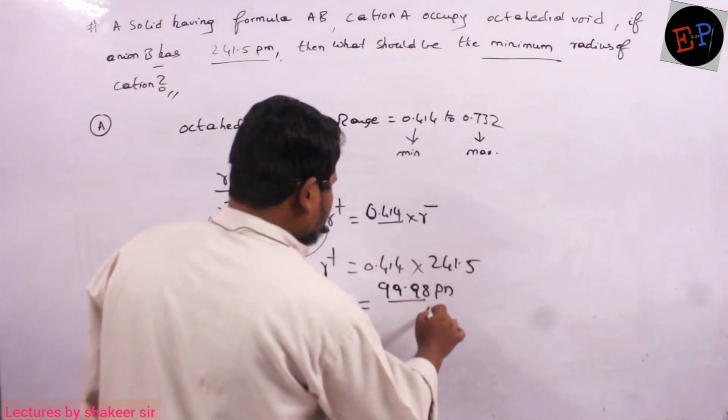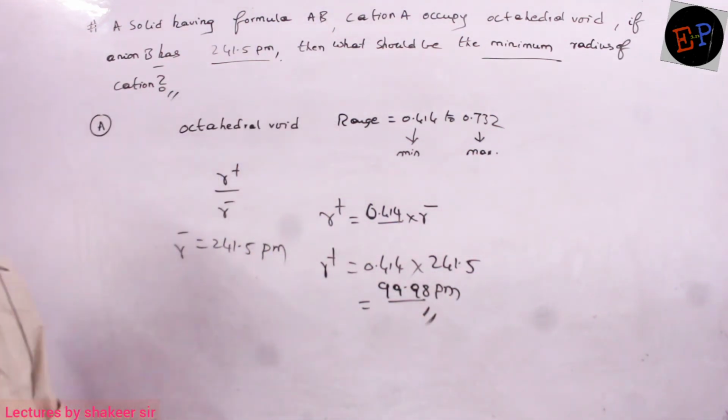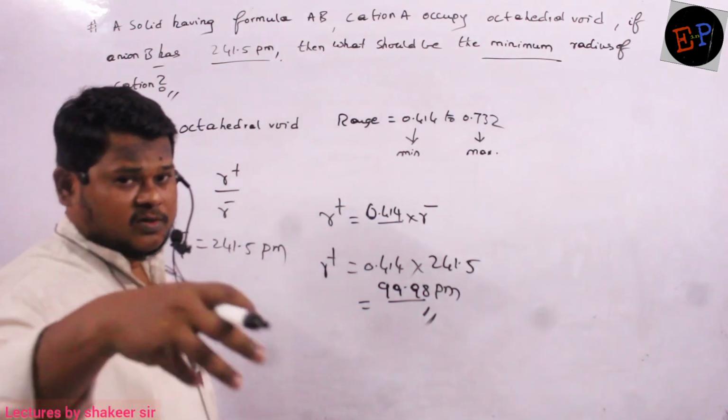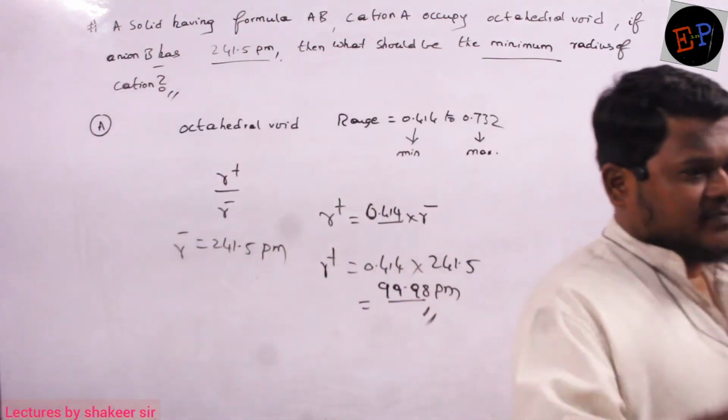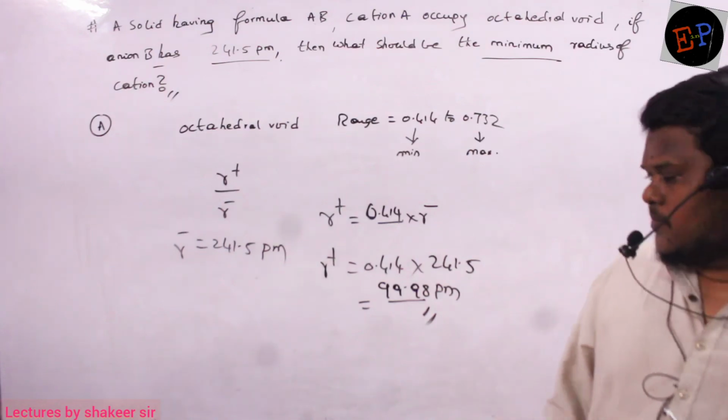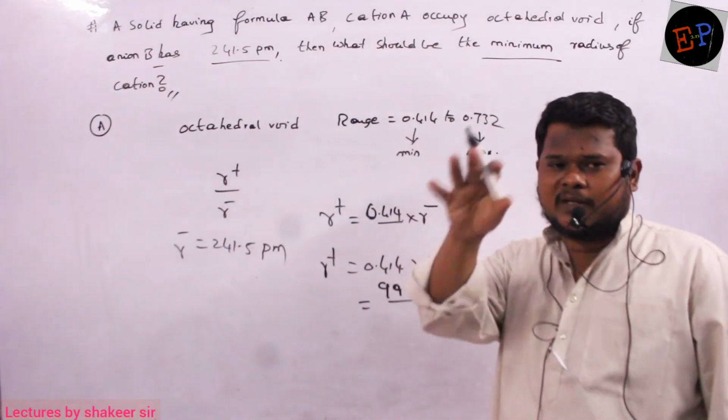99.98 picometers. So that is the minimum value of cation that can be placed on this octahedral void. That is the question. Understood? The radius must be at least this much to place it on that void.